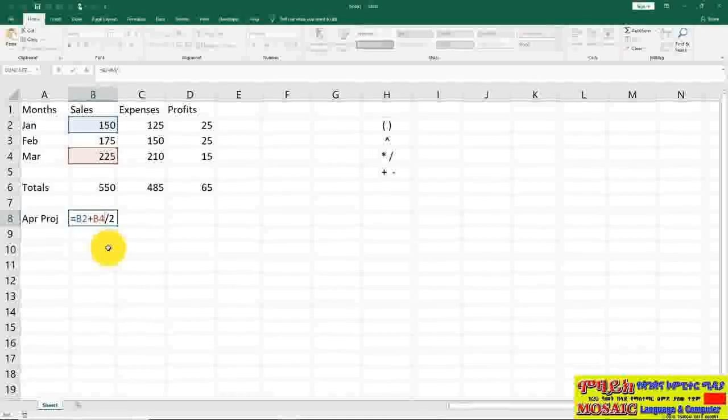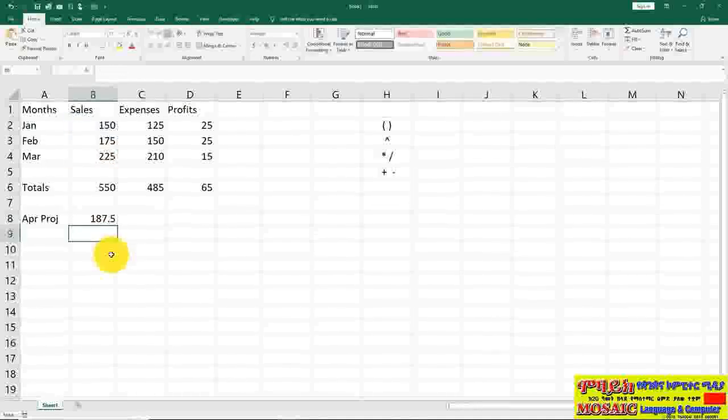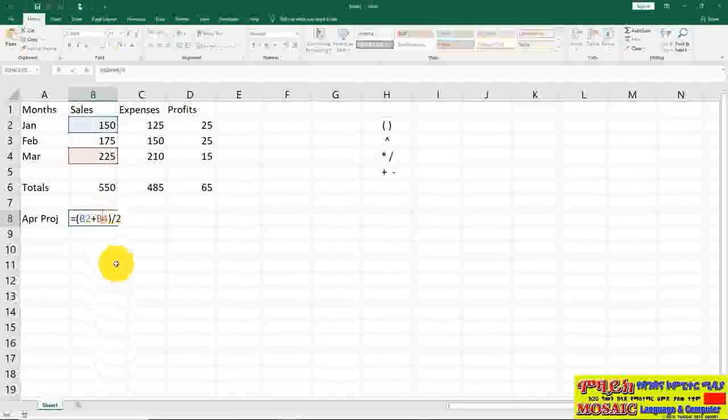What I wanted to do was add B2 and B4 together to get an answer and divide that answer by 2. So if you notice what I've done is just enclose that B2 plus B4 in parentheses so that we do that first. And now if I enter, notice I get a totally different answer. When I go back and look at this now, if I said, are there any parentheses, you can see there are, and it's going to add my first and last month together, get an answer, and divide it by 2.